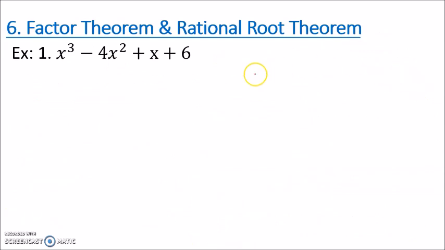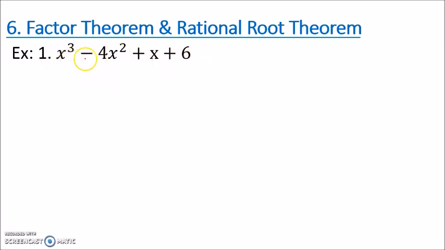Okay? The last one we have is factoring polynomials of degree greater than 2. Okay? We have here a cubic expression, a cubic polynomial, wherein yung degree niya ay 3. Yung highest exponent ng variable ay 3. So, we have here 4 terms. Ang gagawin natin, we are going to make use of the rational root theorem and also the factor theorem, ano, and synthetic division. Okay, alam niyo na yan, kasi previous lesson natin yan.